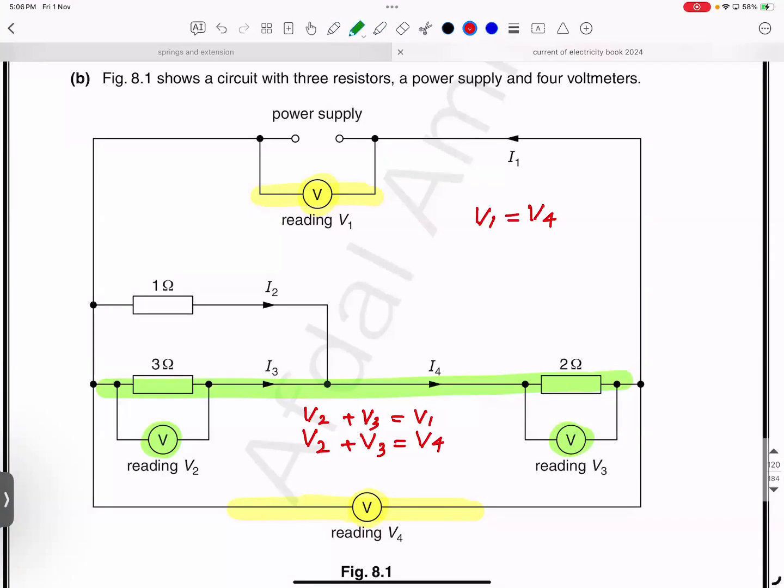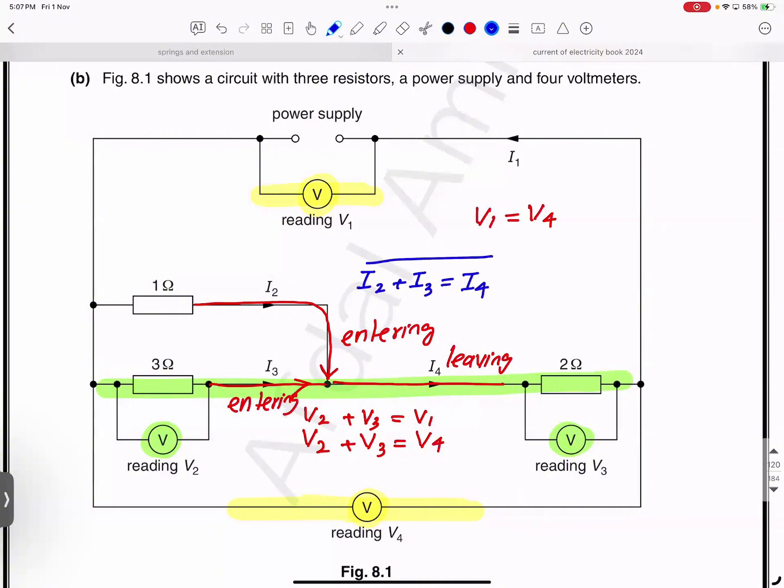I told you the sum of currents entering into a junction. Is this current entering into this junction? Is this I3 also entering into the junction? Very good. How about I4? I4 is leaving. So the sum of currents entering, I2 plus I3, is equal to the current leaving.